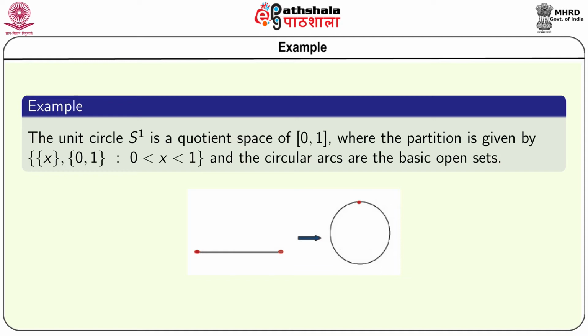By this identification, we are going to get a circle where the only identification is made on the two dots to form a single dot on the circle.